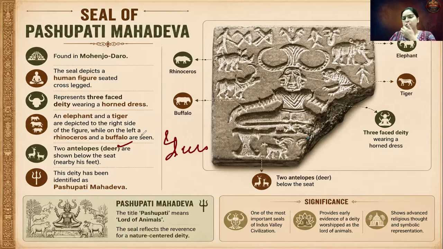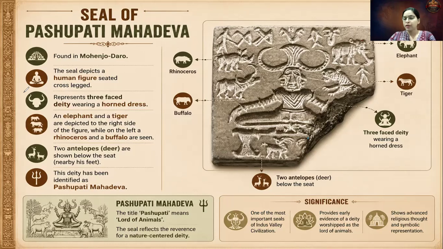Sir John Marshall, when he was studying the seal, said that this hints towards Pashupati, lord of animals. We all know that Shiva is regarded as Pashupatinath. There's a big Pashupatinath temple in Nepal. This also hints towards probably the worship of Shiva in the Indus Valley Civilization, or a precursor of Shiva. So this is a very important seal which hints towards the religious beliefs of the Indus Valley Civilization.